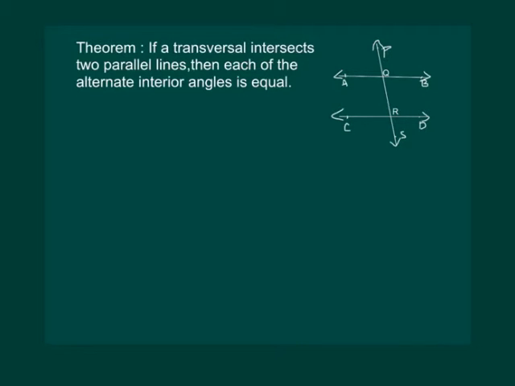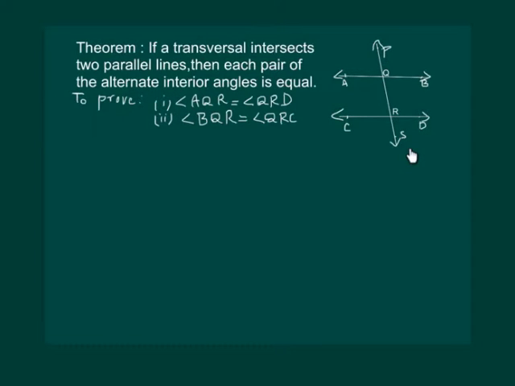Let us use the corresponding angles axiom to find the relation between the alternate interior angles. Let us prove the theorem that if a transversal intersects two parallel lines, then each pair of alternate interior angles is equal. In the figure, PS intersects lines AB and CD at points Q and R. It is given that AB and CD are parallel. Then we have to prove that angle AQR is equal to QRD as they are alternate interior angles, and BQR is equal to QRC.